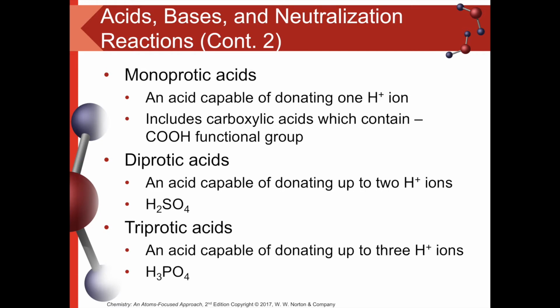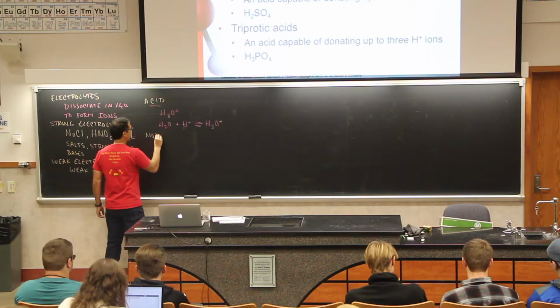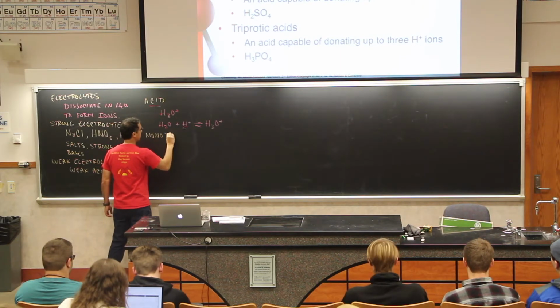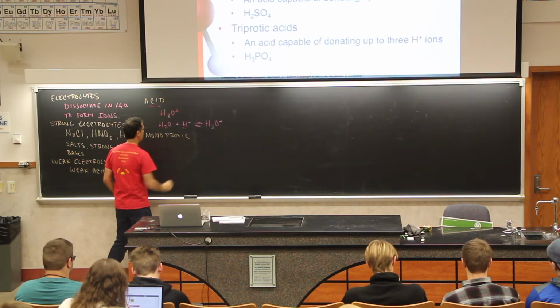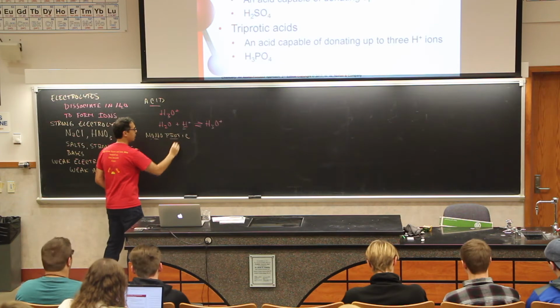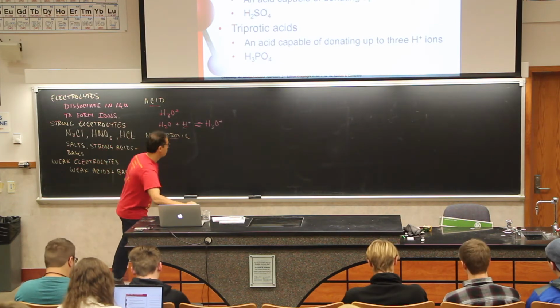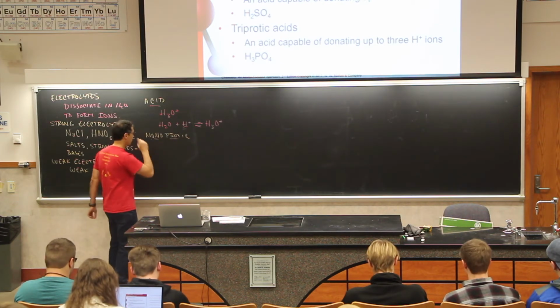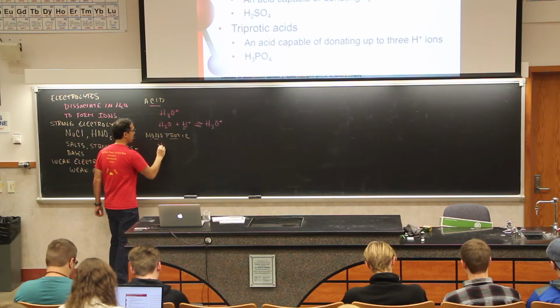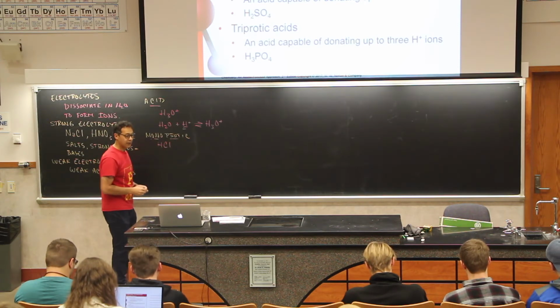Now acids come in different varieties. We have acids that are monoprotic, diprotic, and triprotic. Monoprotic. Mono means one, protic means proton. And so this gives us one proton. So a monoprotic acid might be something like hydrochloric acid.